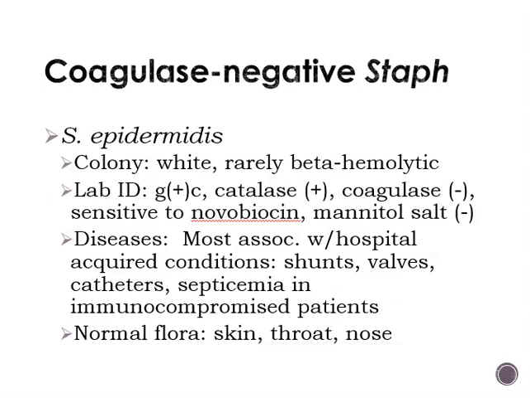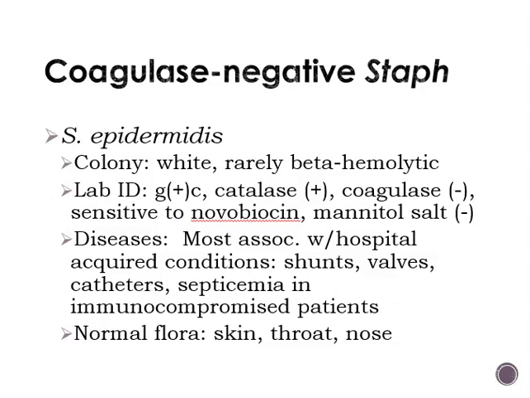So Staphylococcus epidermidis, the colony, so how it appears on the blood agar plate, you'll have smooth white colonies that are rarely beta hemolytic. So our lab ID, it's catalase positive. Remember, that's the test that we use to differentiate staph from strep. It's coagulase negative because Staph aureus is the only of the staph species that is coagulase positive. It's mannitol salt negative. It's sensitive to novobiocin. Normal habitat on the body would be skin, throat, and nose.